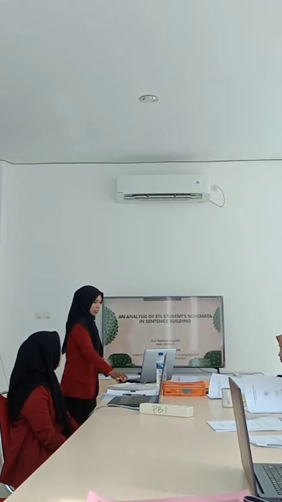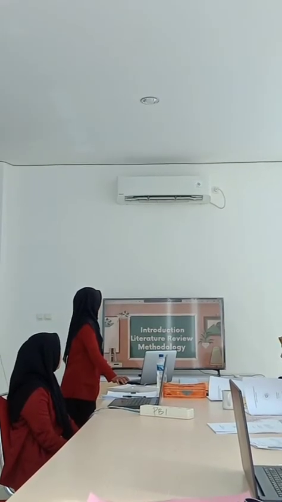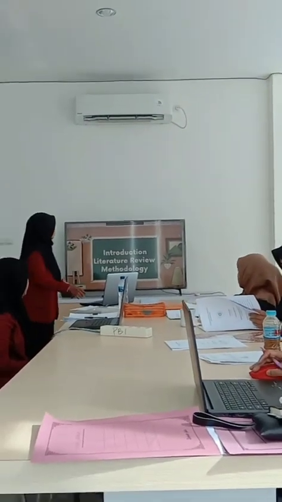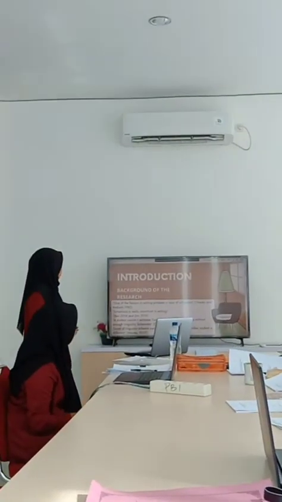Okay, we are going to the next screen. There are three chapters in this research proposal. The first one is introduction, the second is literature review, and the last is methodology. There are several sub-chapters in each chapter, and I will explain directly when I mention that. Okay, we are going to the first chapter, introduction. The first sub-chapter in introduction is background of the research.